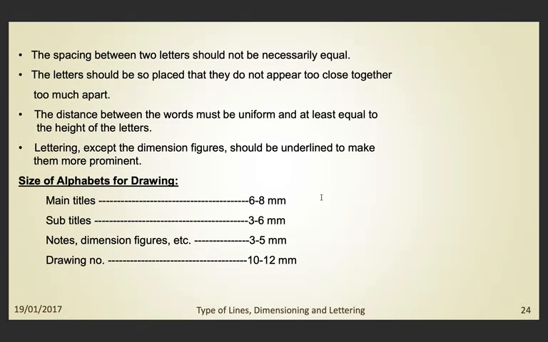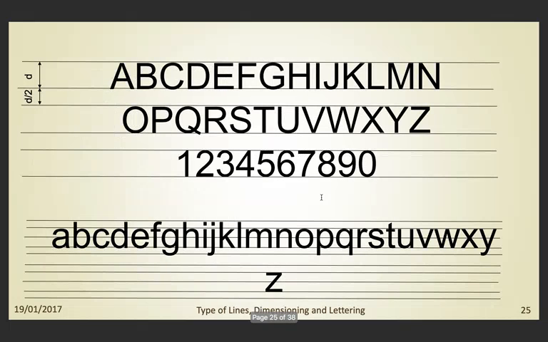Lettering, except the dimensional figures, should be underlined to make them more prominent. So the main title should be written in 6 to 8 millimeter height, subtitle 3 to 6 millimeter, notes and dimension figures 3 to 5 millimeter, drawing number 10 to 12 millimeter. I've shown you the details here.